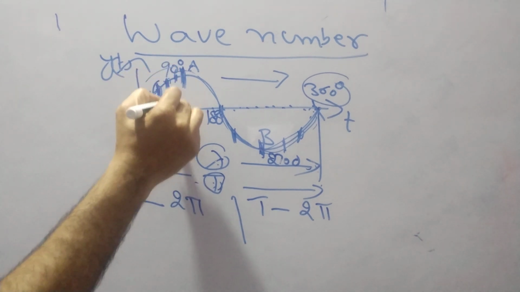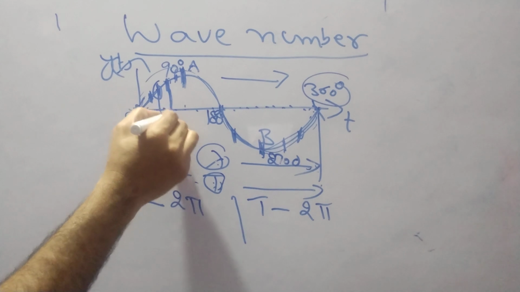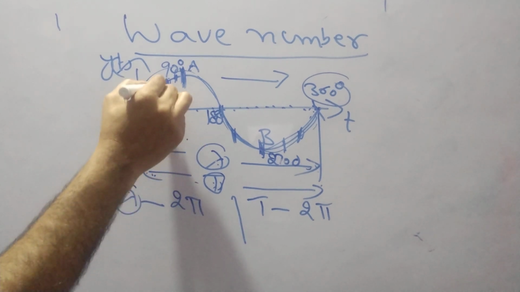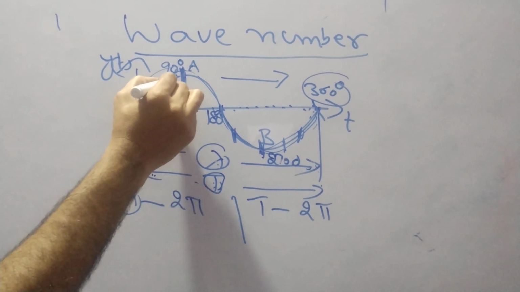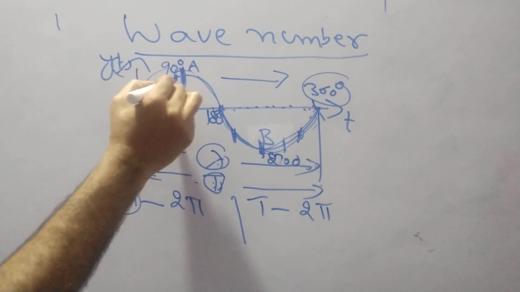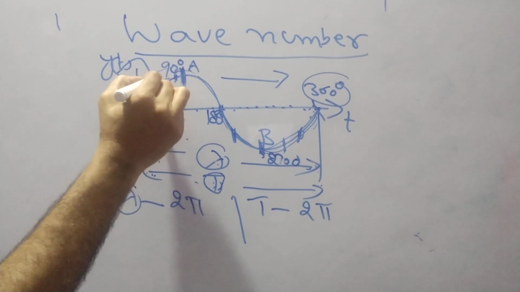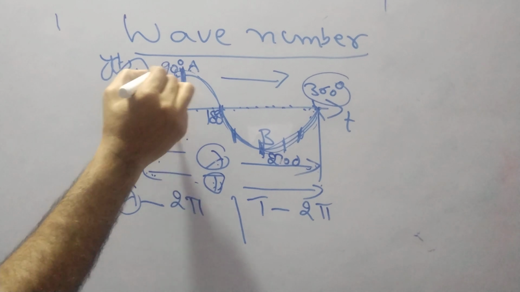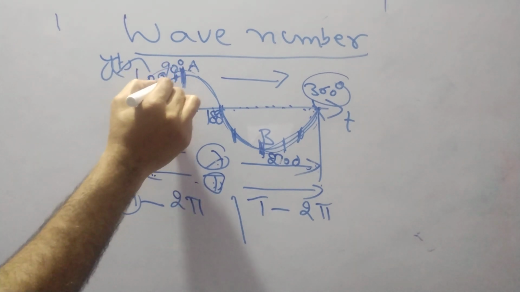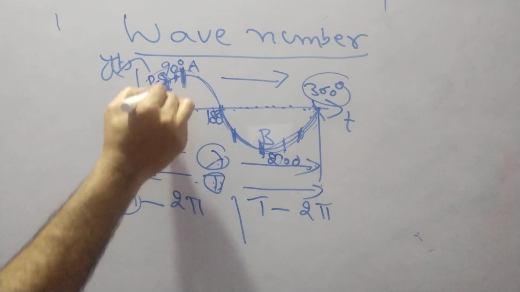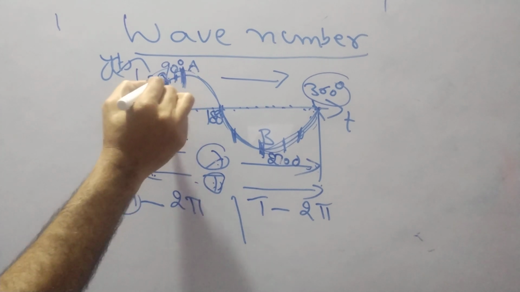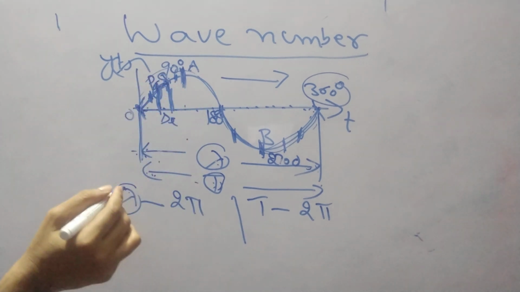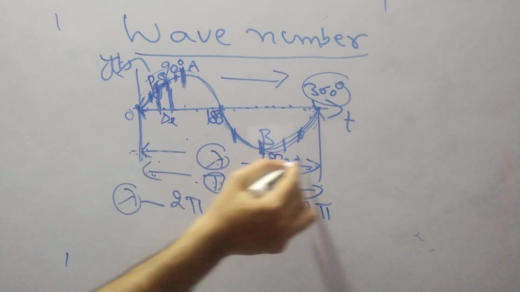Suppose I am taking these two points, and this is delta x. Delta x means a path difference is there. So a path difference is there between these two points. Suppose this point is P, this point is Q. Between these two points a path difference is there, right? For the total it is lambda.